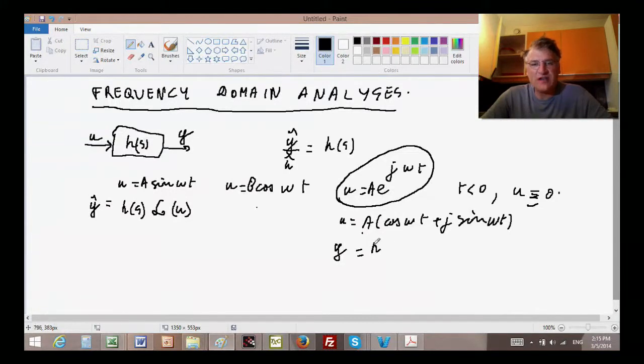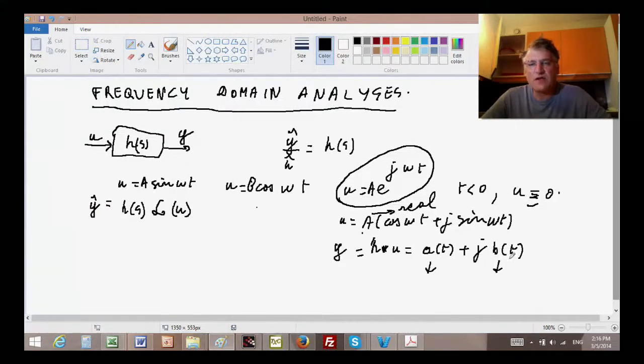we know that the answer y will be the response of the system, which will be h star u, the convolution of the impulse response with u, and it will be something like a of t plus j times b of t. Assuming a is real, which will not always be the case, then a of t will correspond to the response to the cosine part of the input signal, and b of t will be the response due to the imaginary part of the input signal. So computing directly the answer to this input will actually give us the response of the system to this input and that input, but this one is infinitely more convenient to use. So let's go through that.